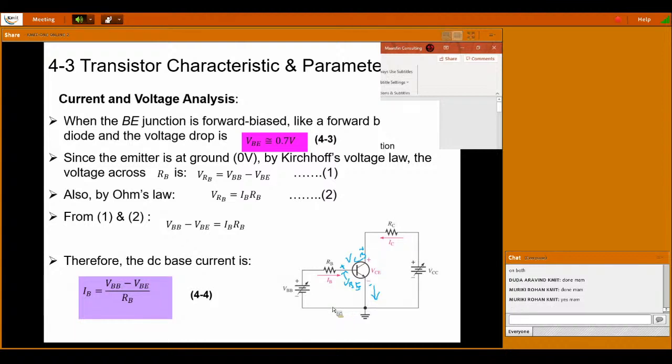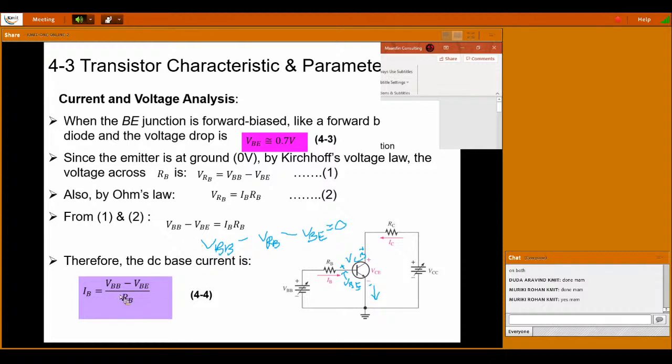Apply the KVL in the input loop. If I apply the KVL in the input loop, it must be VBB minus VRB, the voltage drop across your base resistor, minus the voltage drop across your base to emitter junction, equal to 0. Now if I replace the voltage across the base resistance with IB RB, I can find the base current, which is equal to VBB minus VBE divided by RB. As I said, in the active region, VBE is approximately 0.7 volts for a silicon diode and 0.3 volts for a germanium diode.